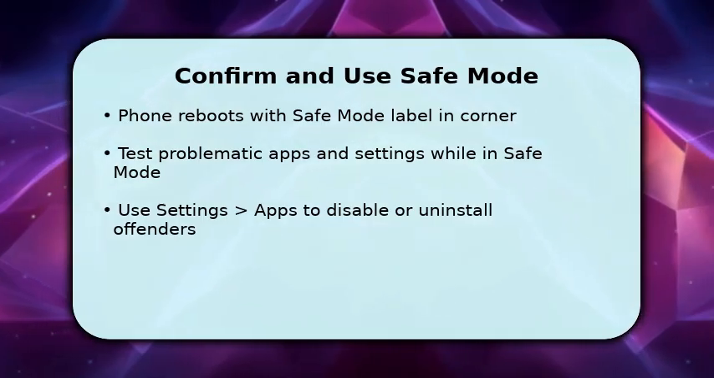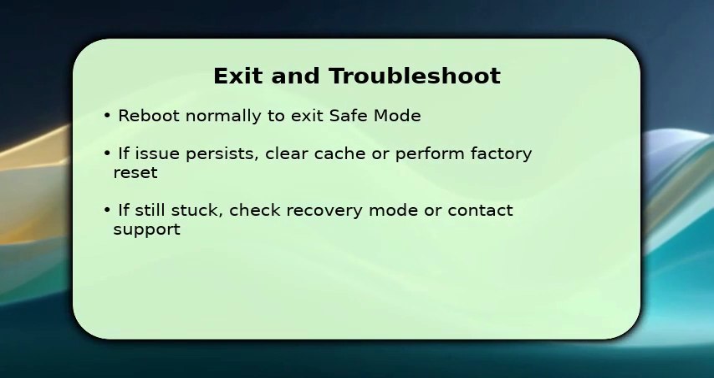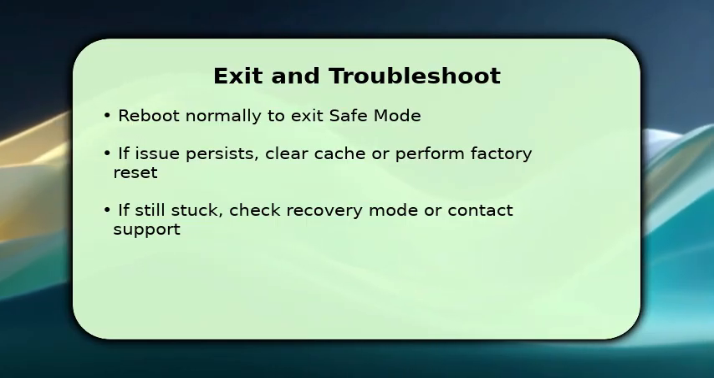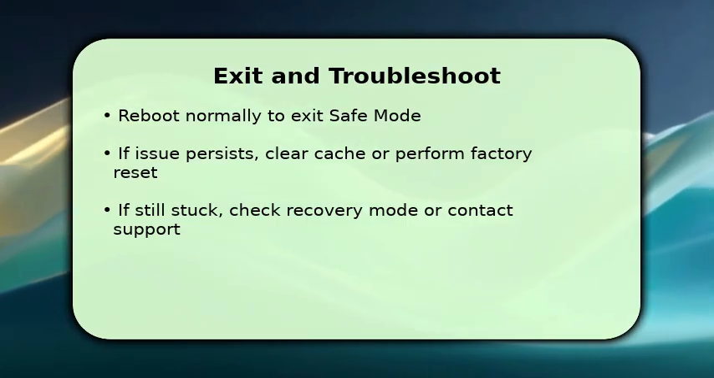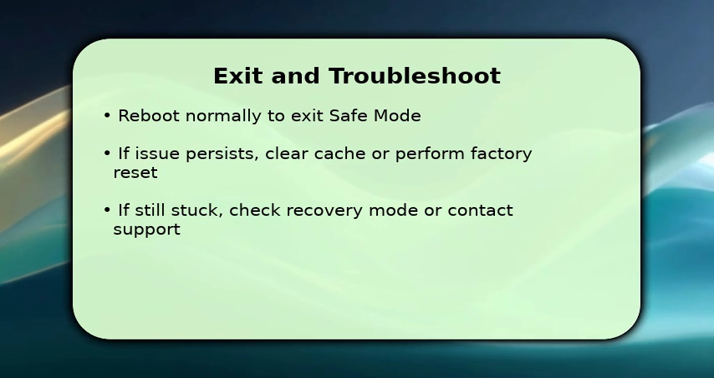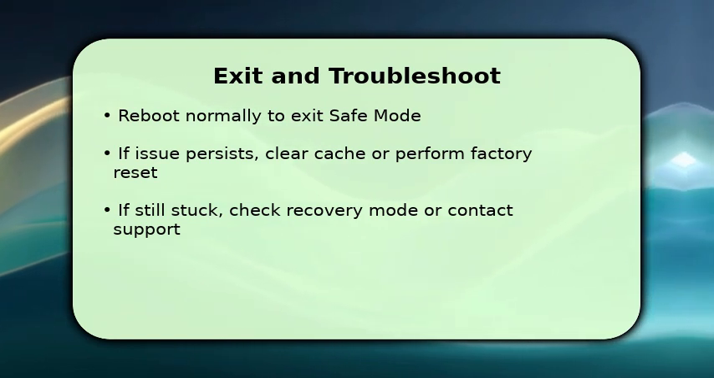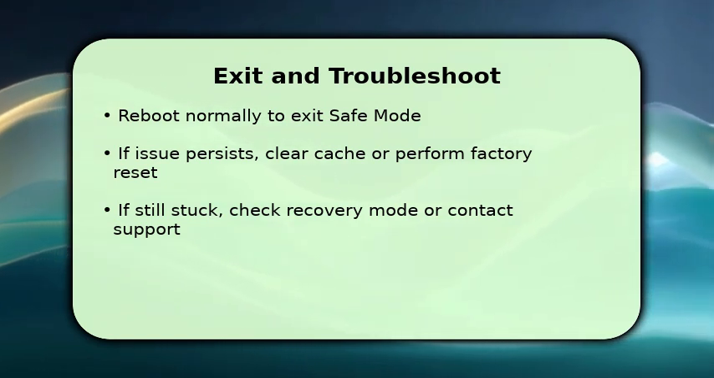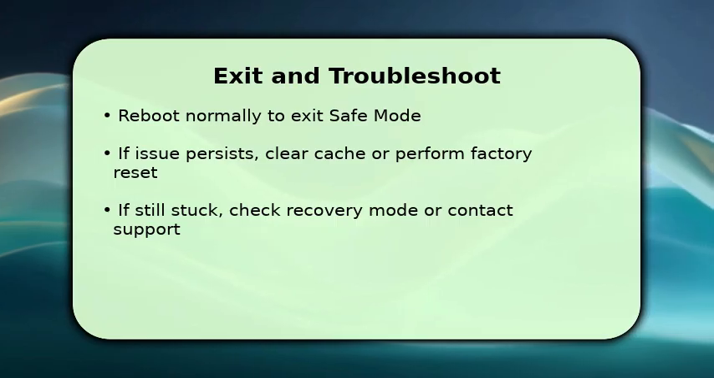To finish, simply restart the phone to exit safe mode and return to normal operation. That restores all third-party apps. If the problem persists after exiting, clear the system cache or remove recently installed apps. When necessary, back up data and perform a factory reset.